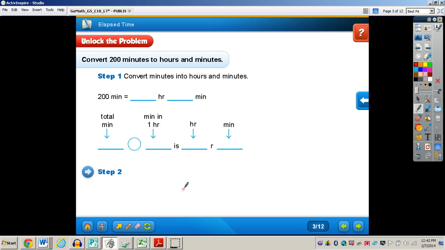So we need to set up a division problem before we even know how many hours and minutes 200 minutes equals. We have 200 total minutes, and we're trying to figure out how many hours and minutes are in 200 minutes. So we are going from a smaller unit of measurement to larger, so we are going to be dividing. 200 divided by 60. We can work this problem out, and that would give us 3 hours, 20 minutes, or 3 with the remainder of 20. So 200 minutes equals 3 hours, 20 minutes.